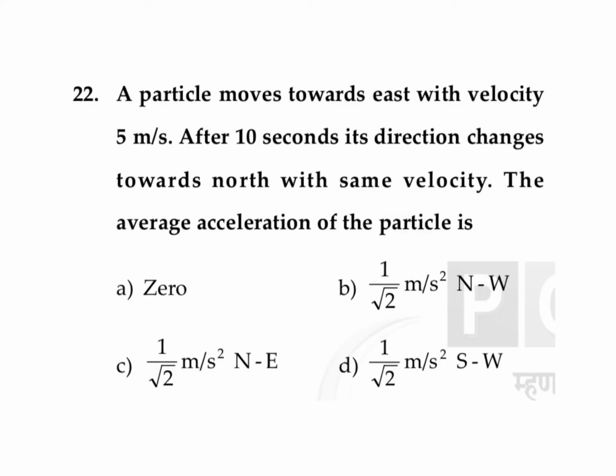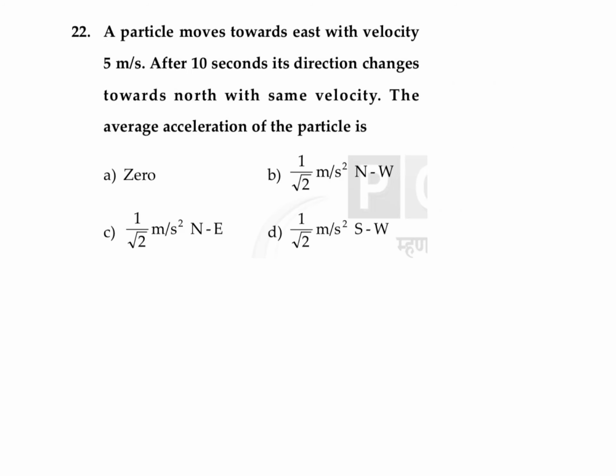In this question, it is given that a particle moves towards east with a velocity 5. After 10 seconds, its direction changes towards north with the same velocity. The average acceleration of the particle is? So first of all, just try to understand the question.